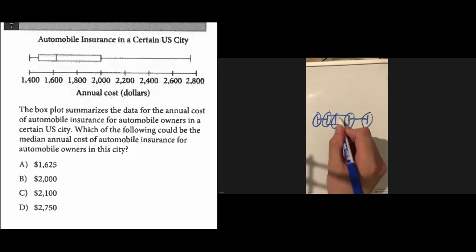And this bar here is the median value, which means that when we look at the question, this would be the median value, and it asks us which of the following could be the median annual cost. We go down, it's pretty close to 1600, just slightly above. So the correct answer here would be answer choice A, about 1625.